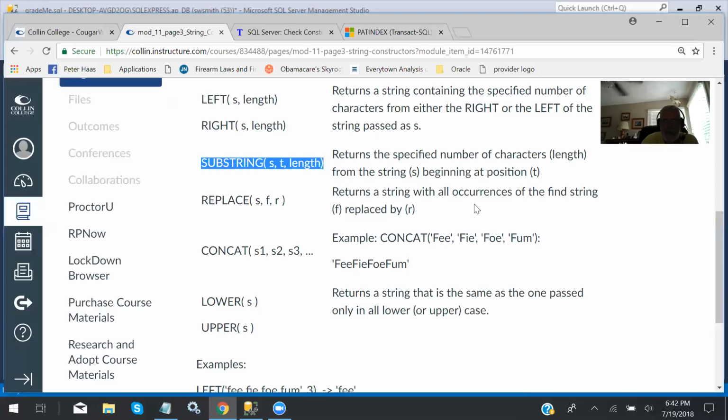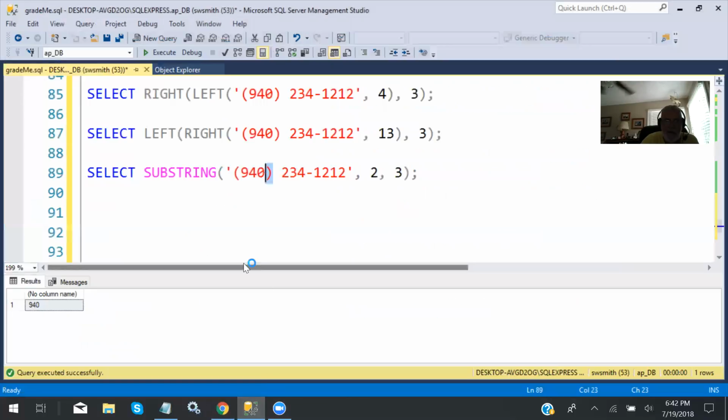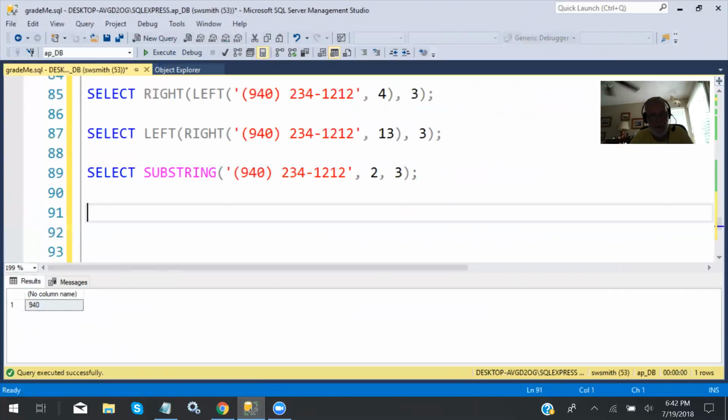Okay, replace returns the string with all occurrences of the find string F replaced by the R. So find, replace. So if I want to say replace in fee fi fo, the find string, so I need to put a select on that.